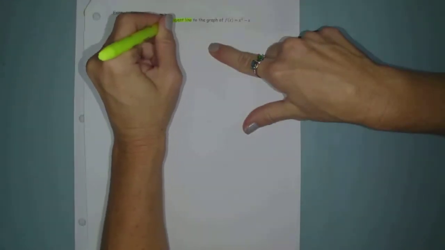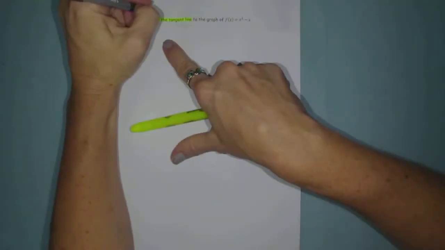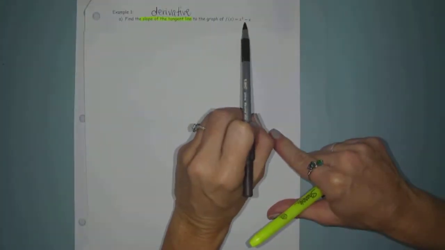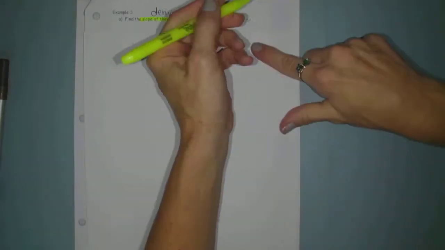And this example says, find the slope of the tangent line. Okay, so let me highlight that. That's the derivative. Find the slope of the tangent line, aka derivative, title of the chapter, to the graph of f of x equals x squared minus x. So this guy right here is going to become super important.